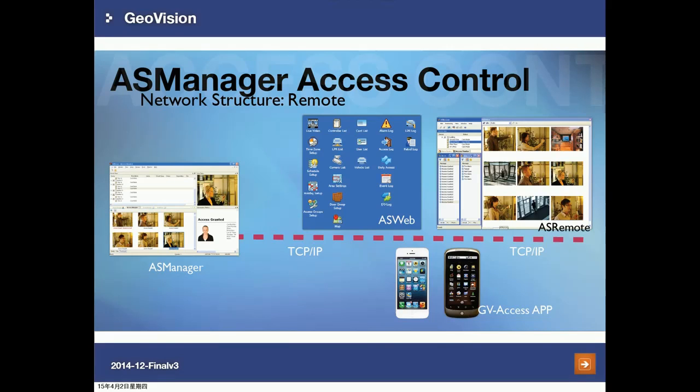Okay, this is the network structure for remote accessing of ASManager. You can either use ASWeb, which is done using a browser, or ASRemote, which is installed on other PCs. You can connect them using TCP/IP to ASManager, and inside the ASWeb and ASRemote, you'll be able to see the access logs. We also have a mobile application called GV Access. You can download this from the Android Google Play Store or the iOS App Store. So this is free, and you can use the mobile phone to connect directly to ASManager.